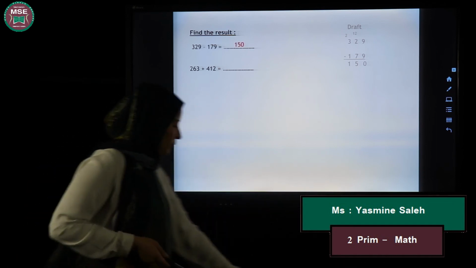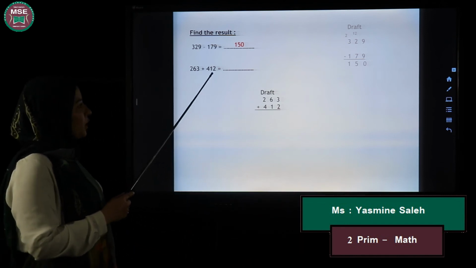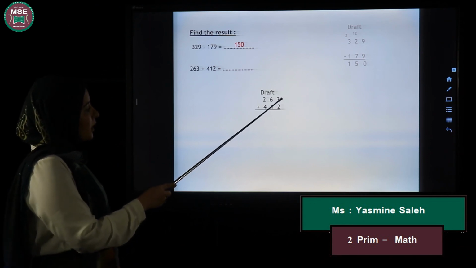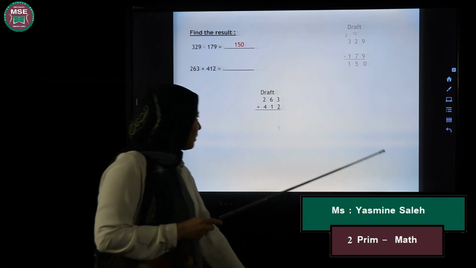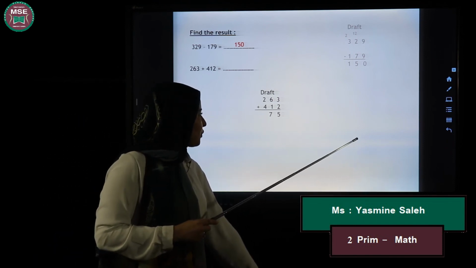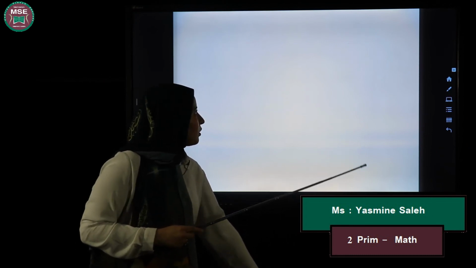Okay, the next example. I have 263 plus 412. I will start by the unit. 3 and 2 is 5. 6 and 1 will be 7. And 2 plus 4 is 6. So my answer is 675.